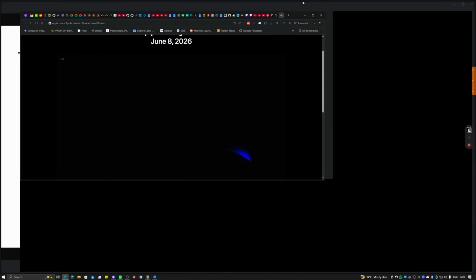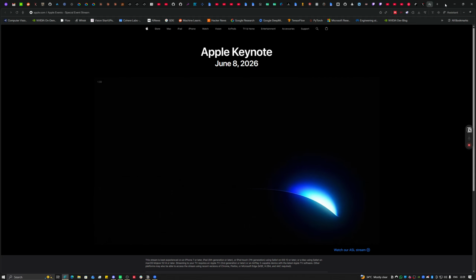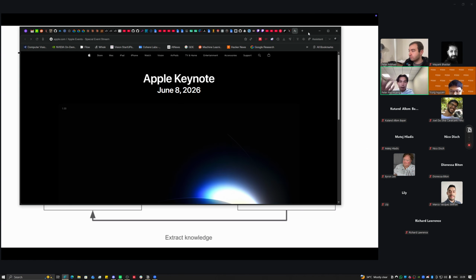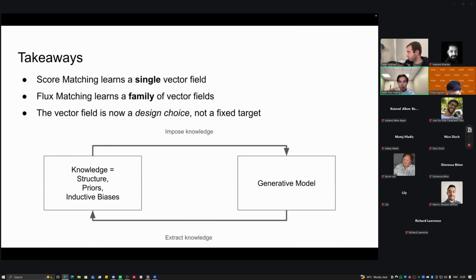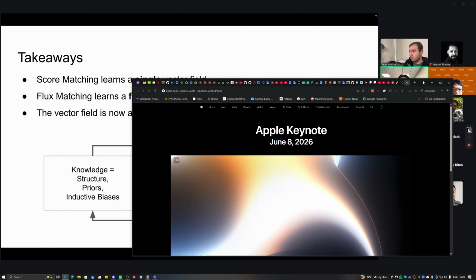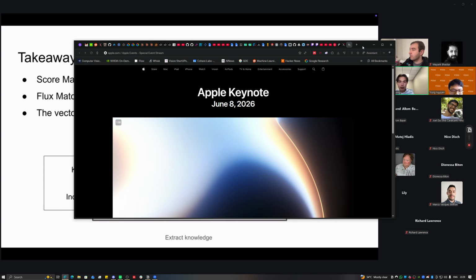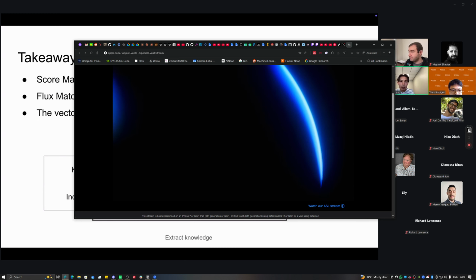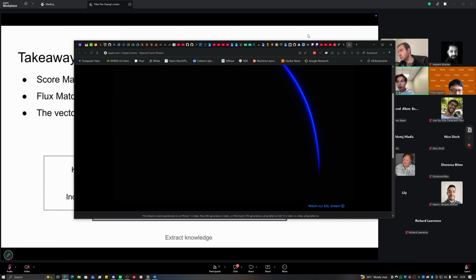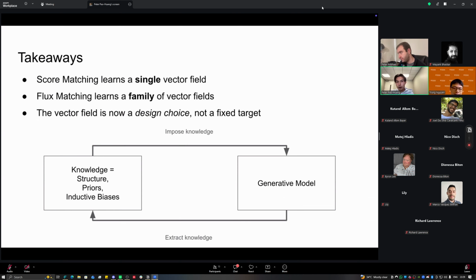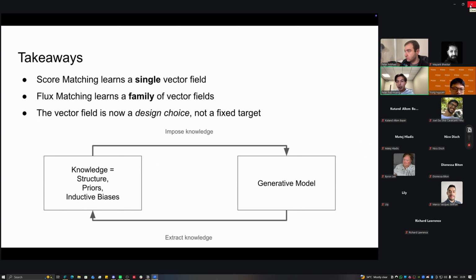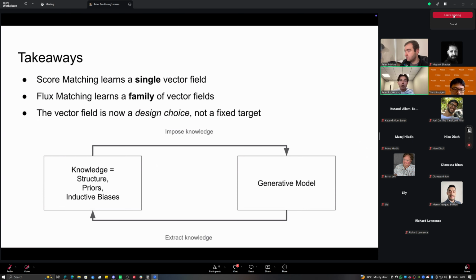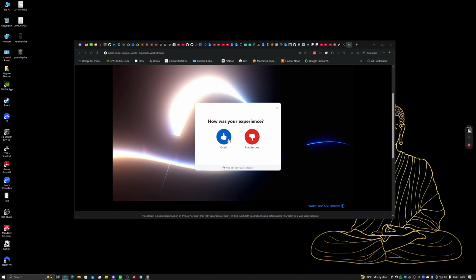So the main takeaways I'm hoping to provide with this presentation: score matching learns a single vector field, a single static target, while flux matching learns an infinite family of vector fields. The great part about having this family of vector fields is that now we can pick and choose vector fields that are advantageous for our application. So vector fields are now a design choice rather than some static or fixed target like the score function.